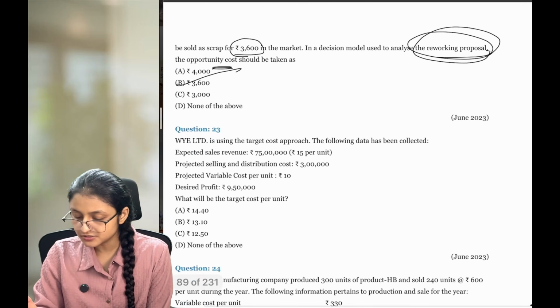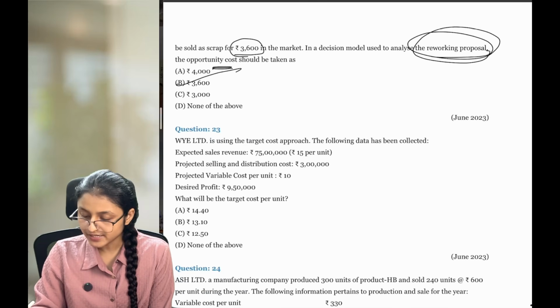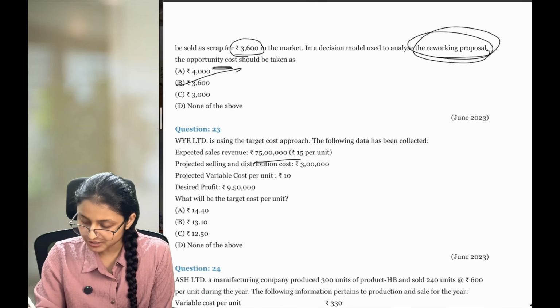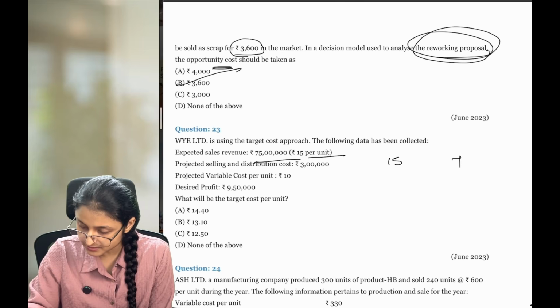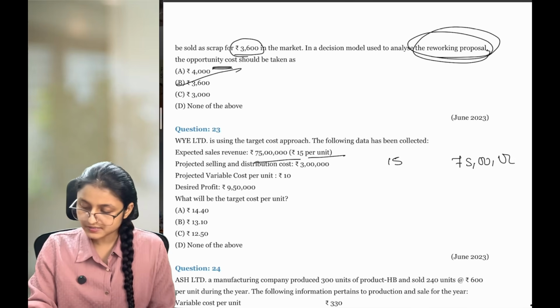Next, While Limited is using the target costing approach, the following data has been collected. Expected revenue is given to you on a per unit basis, it is 15 and total is 75 lakh.